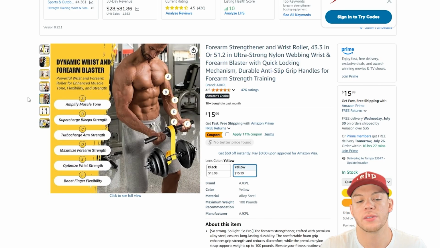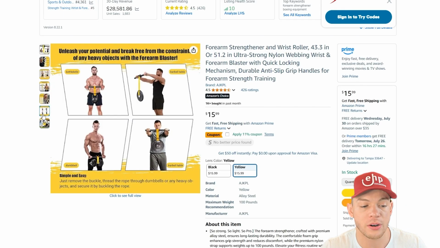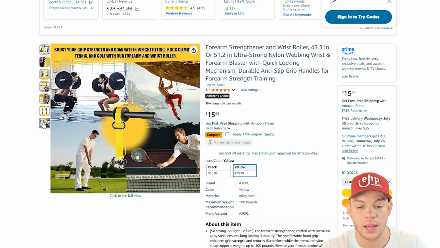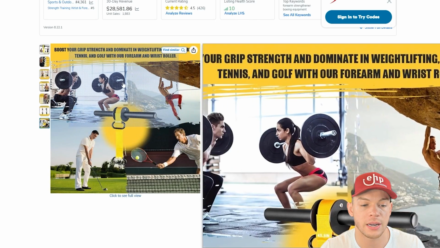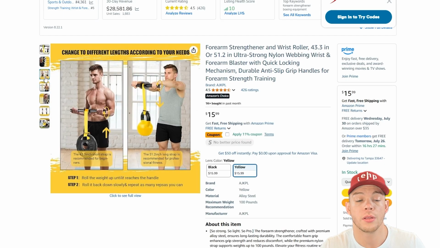Again, dynamic wrist and forearm blaster, amplify muscle tone, supercharge bicep strength, turbocharge arm strength, maximize forearm. Now we can see why they're generating so many sales, because their secondary images are so good. And they showcase, again, mainly the target market's men. They do throw a woman in here, but again, mainly they know the people who are buying this are men. They're targeting men, and they're doubling down on that.